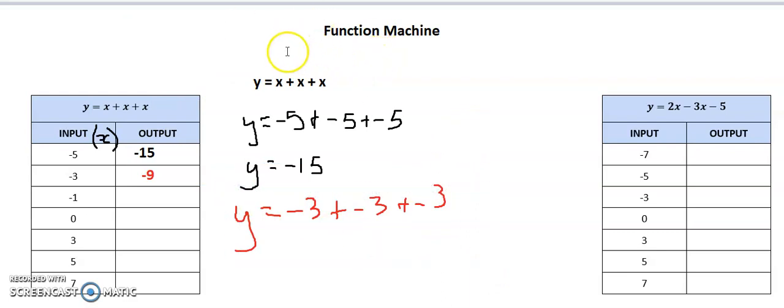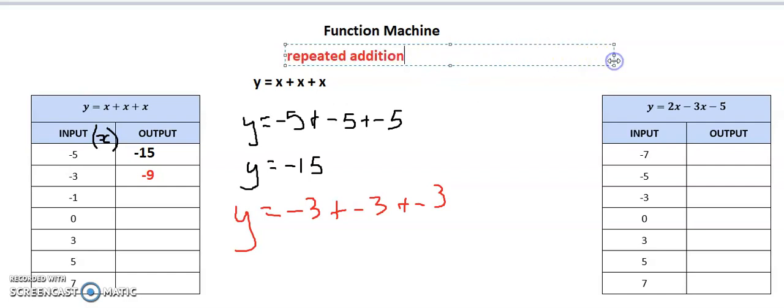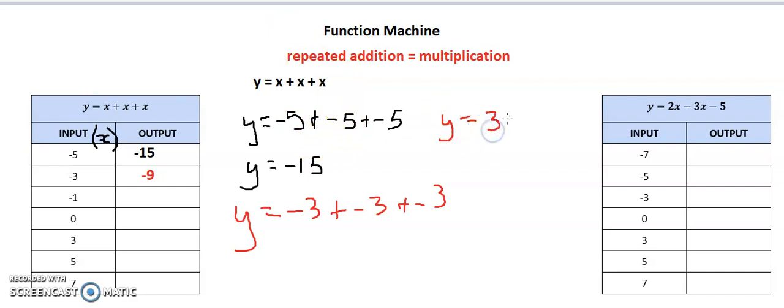One thing I'm noticing here is that I've got groupings. Because if we don't remember, repeated addition is the same as multiplication. So I can say I've got 3 groups of -5. 3 times -5 is -15. I can say I've got 3 groups of -3.